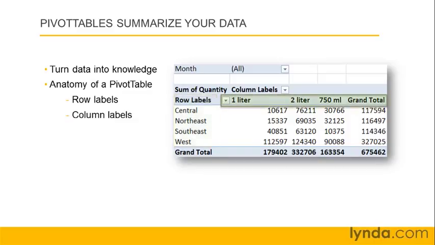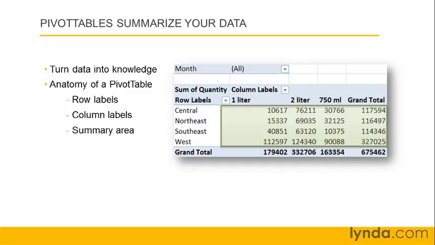We also have column labels, and the column labels are also taken from the data that we just saw. We have different size bottles that we're selling. And where the rubber meets the road is the summary area. So for example, we know that the central region has bought over 10,000 bottles of the 1 liter size, and they've bought over 76,000 bottles of the 2 liter size because it's summarized.